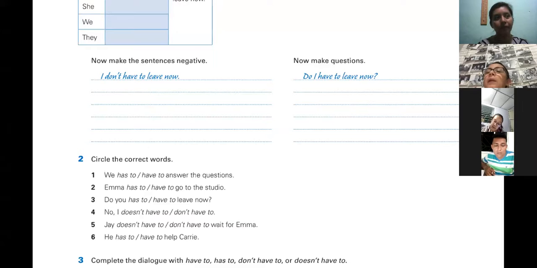Aquí en la, does he have? ¿Cuál, compañera? En el he, en las preguntas. ¿Pero en qué número está? En la 3. Porque la primera sería do I have, la segunda, do you have, y la tercera, does he. Does he have to leave now? Porque el have to no cambia. Does he have?